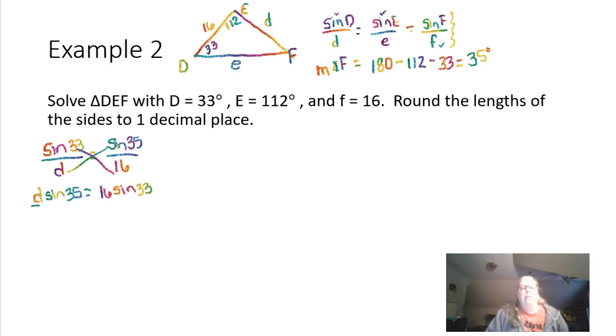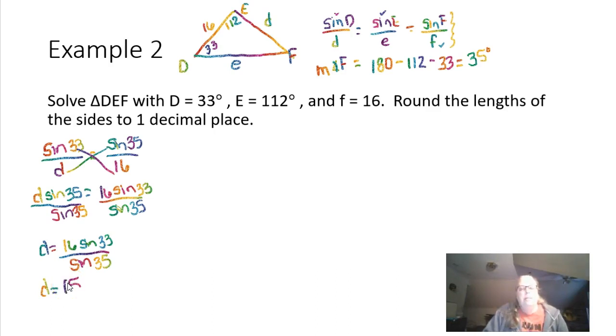And since we're solving for side D here, let's divide that sine 35 out. And we'll do it over here as well. Side D is equal to 16 times the sine of 33 degrees divided by the sine of 35 degrees. All right, and let's put that in the calculator and see what we get. Round it out to 1 decimal place, that's going to be 15.2. Okay, so we now know side D, we found angle F. All we need now is side E.